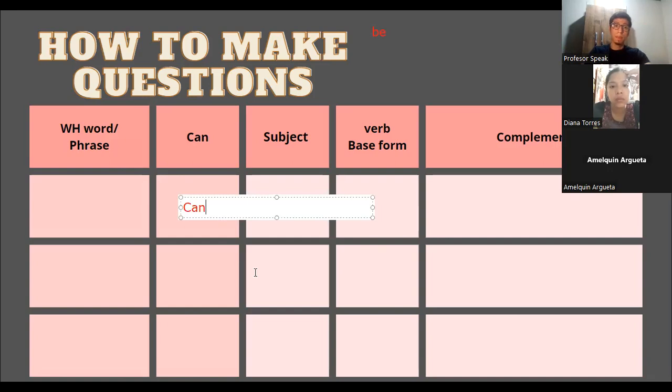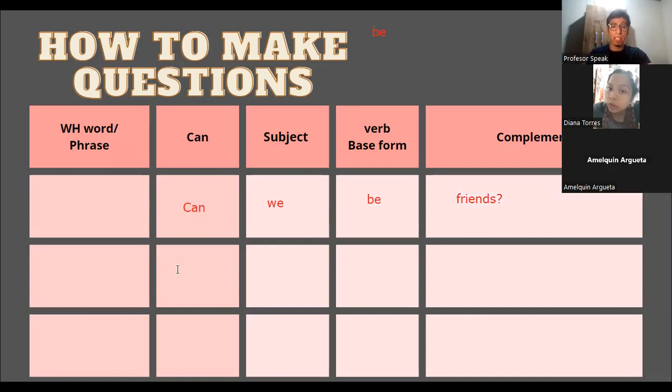Can, subject, we, verb to be, base form. What is the verb to be, base form? Be. Okay. Be is the base form. Base form means that it's the same for all the subjects. You, he, she, it is the same. So, can we be friends?